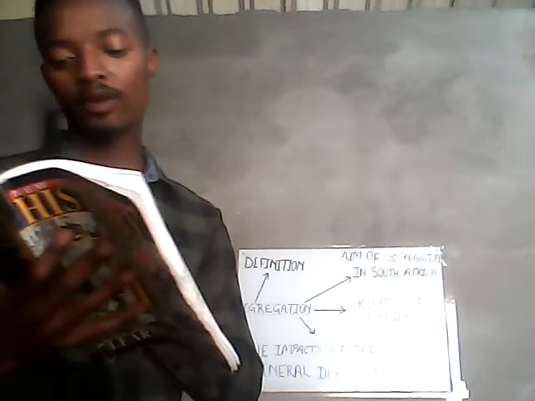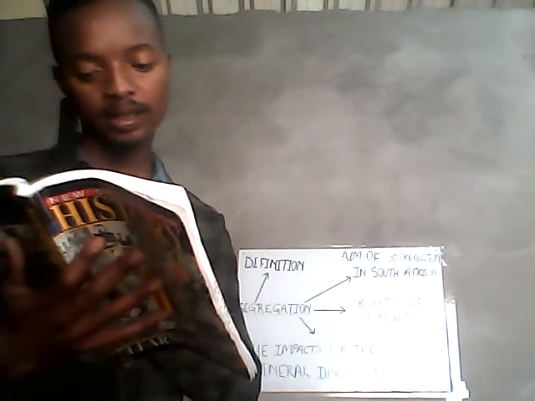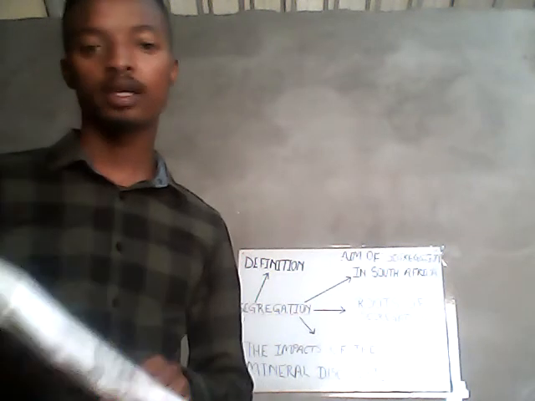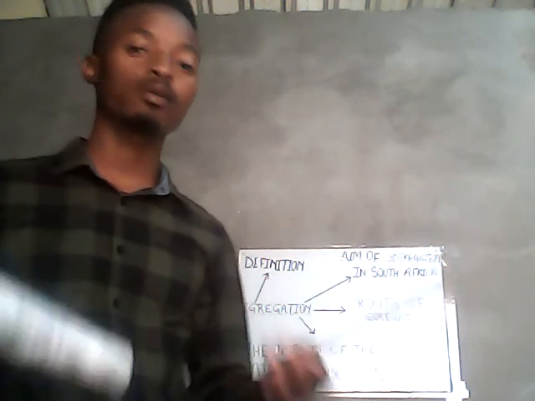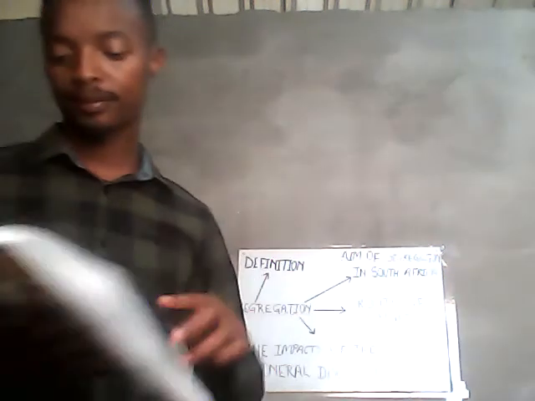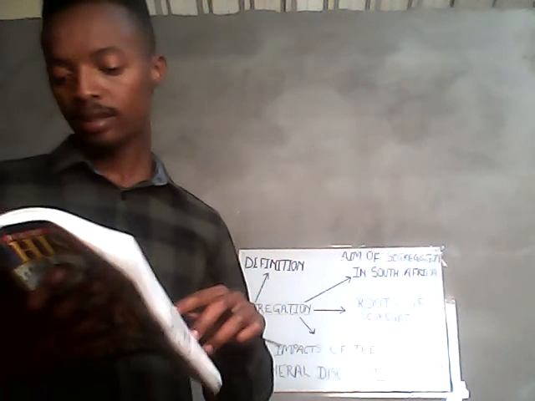Minimum standards of accommodation were supplied to the miners. Low wages were paid to miners. Obviously, who were working in those mines? Black people. And what were they paid? They were paid peanuts. Cheap labor, right?